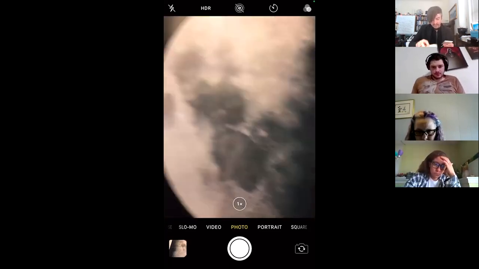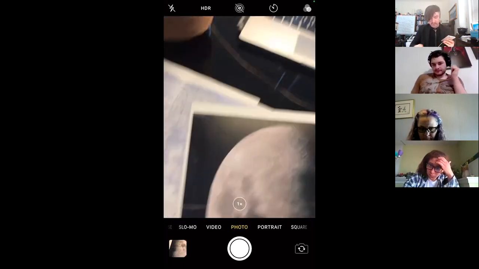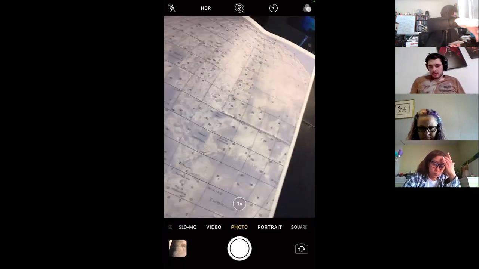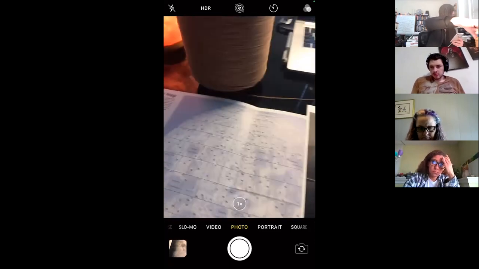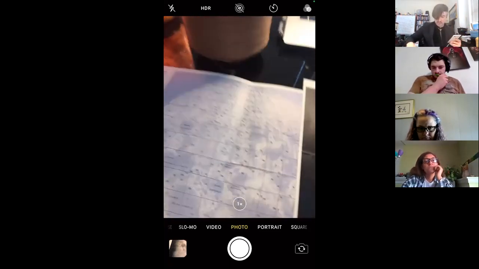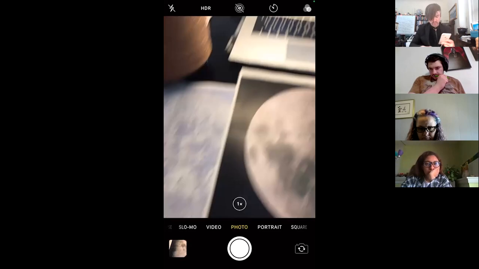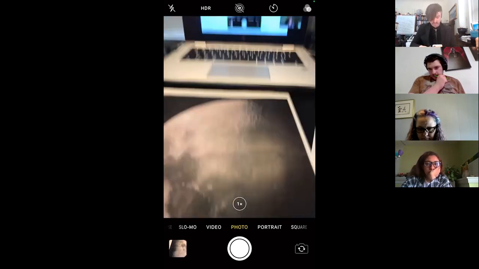Let me see if I can steady my camera a bit with this roll of tape and twine. I don't have my hands free for this bit.